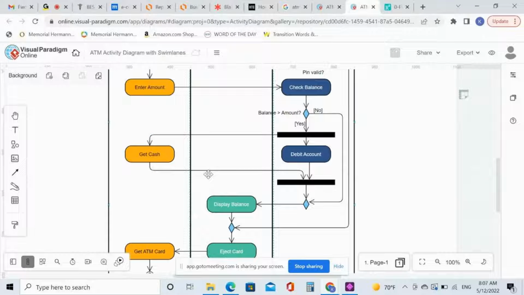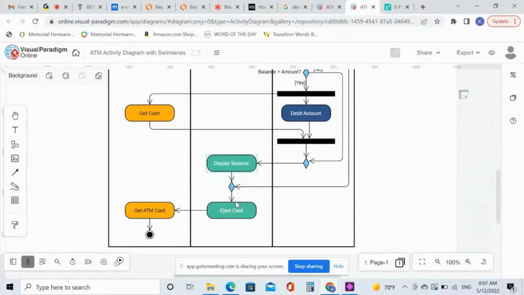Some of the banks will display the remaining balance on the ATM machine, or it might print a paper also, in addition to the display. It depends on the bank, right? Then after displaying, it ejects the card, meaning the card comes out, and you take the ATM card from the machine as a customer.